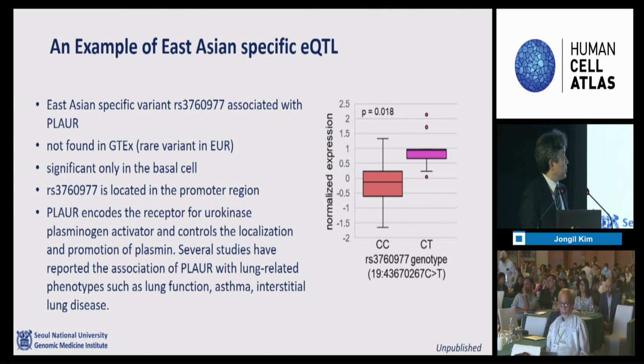I will show just some examples of the data. One is an example of an ethnicity-specific eQTL. This SNP is ethnicity-specific, so it's very rare in other populations. It's significant only in basal cells, and it's located in the promoter region. So we believe that it is an important SNP in the regulation of this gene. PLAUR is reported as associated with lung-related phenotypes like this.